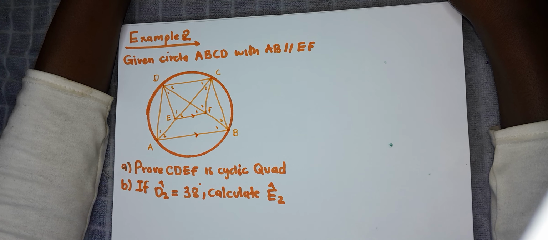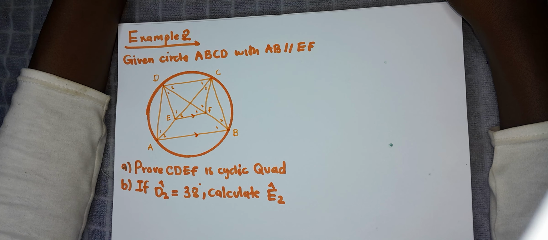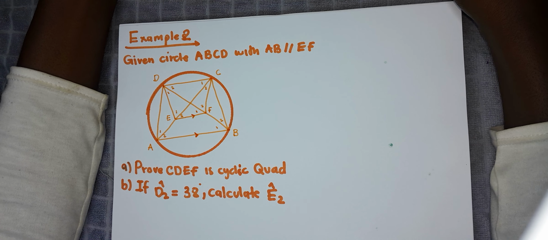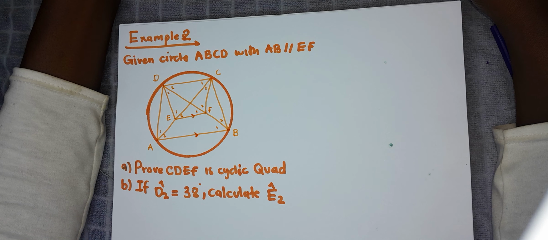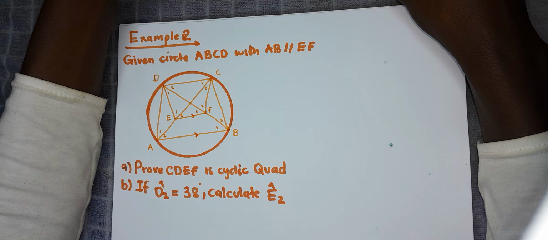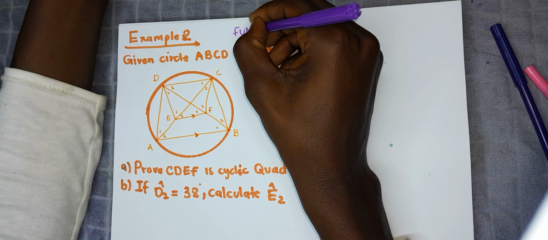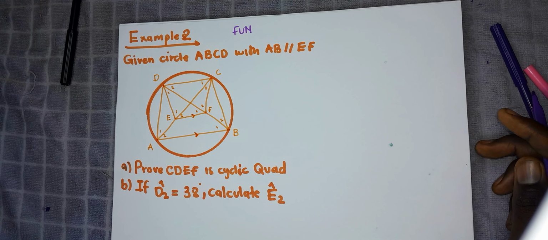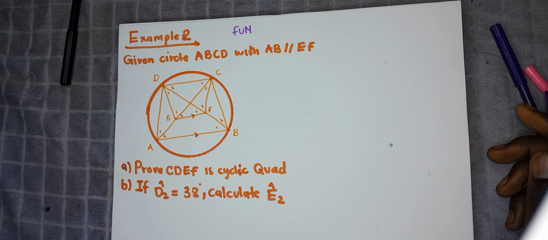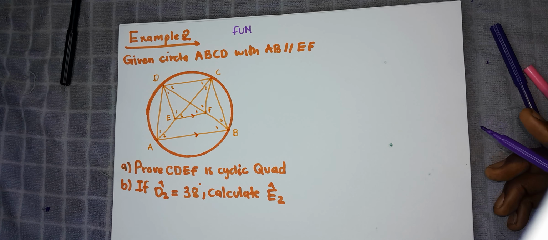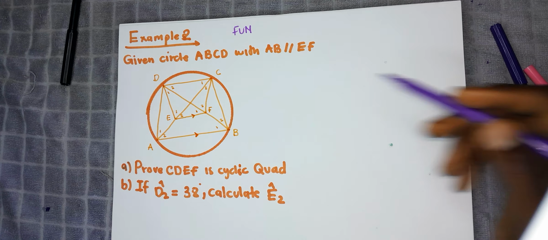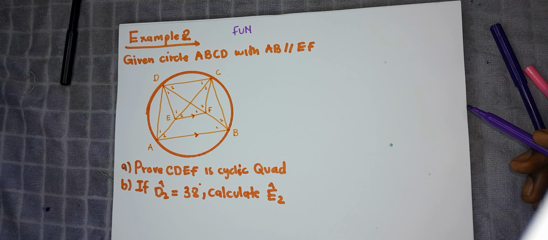So here we are given a circle ABCD, where we are told that AB is parallel to EF. Remember, what do we know about parallel lines? On my first video, I talked about parallel lines. I told you that whenever you approach parallel lines, you just remember them as funny lines, because they are fun, they are easy. From here, we can conclude a lot of things after seeing these parallel lines. But let's read the question.